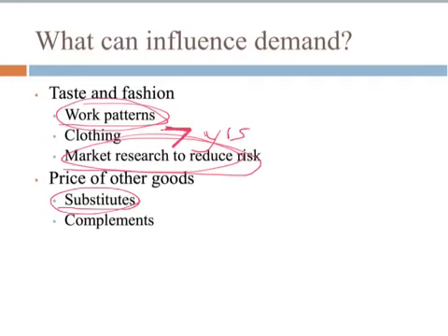Complementary products are ones that are used alongside each other, such as fish and chips, shampoo and conditioner. So if the demand for one of these products increases, the demand for the complement will also increase. So for example, if fish becomes more expensive, people will be less likely to buy it, so the demand for chips will fall, even though the price of chips remains the same.